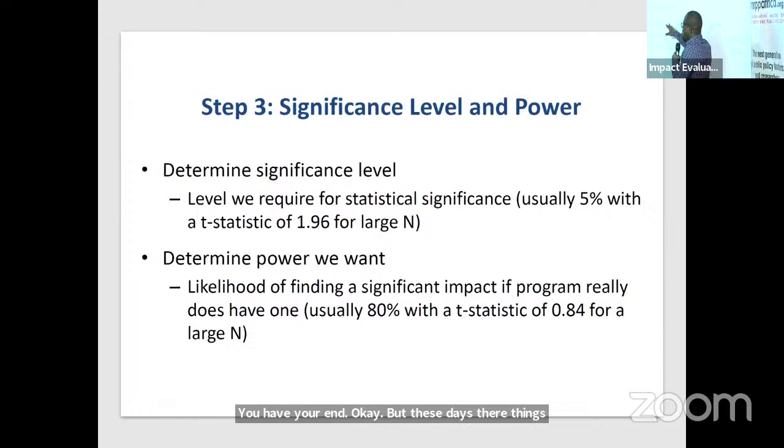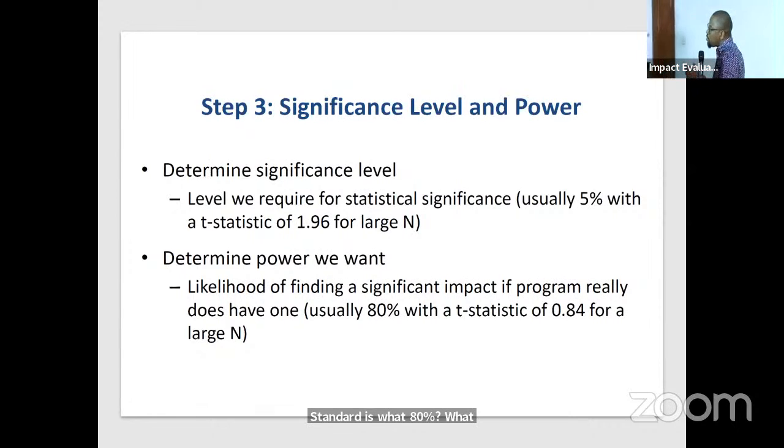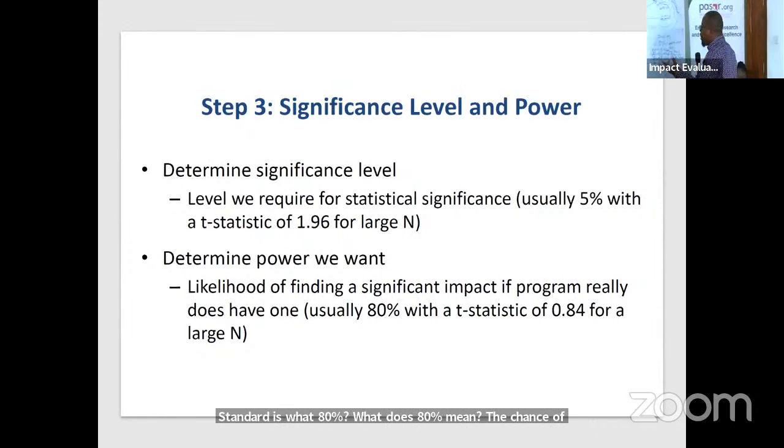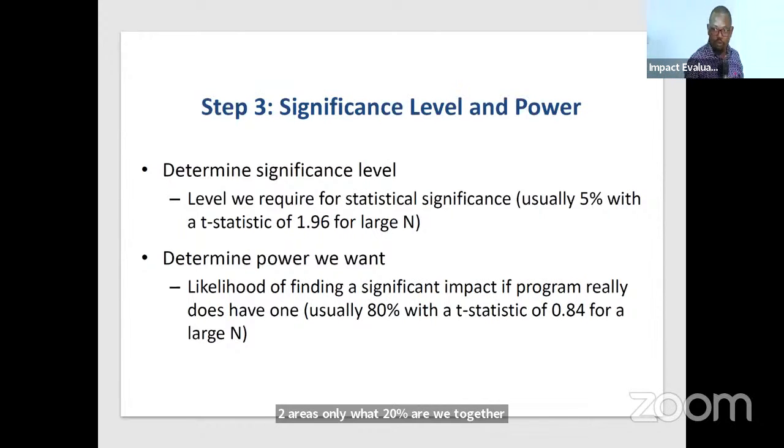Determine the power we want. The power is what I said. The standard is what? 80%. What does 80% mean? The chance of you committing type 2 error is only what? 20%. Are we together? Now I can speak type 2, type 1, you know, interchangeably. You'll follow.